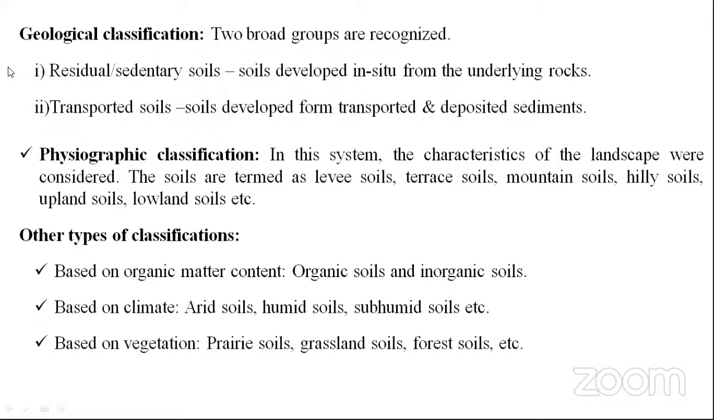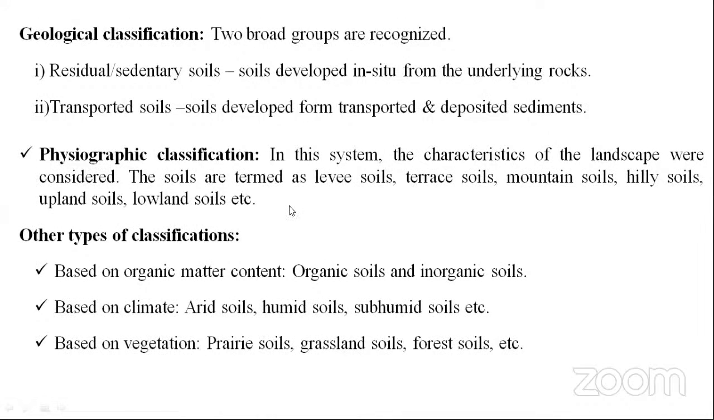And another one is called physiographic classification. Physiographic classification, nothing but, students, it is topographic, based on landscape considerations, soil level, topographic conditions. This physiographic classification was given. This is one type of classification. These are all early systems of classification.